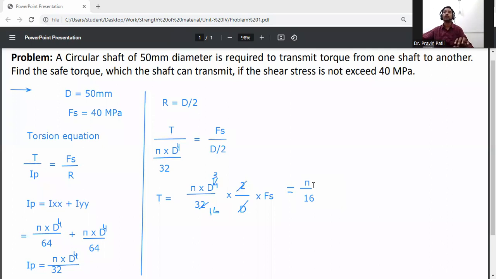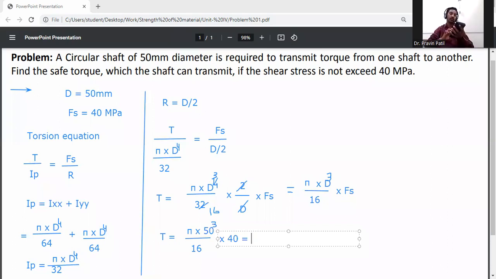Otherwise, you can write this as pi into d cube divided by 16 into Fs. This is the torsion equation. For a solid circular section, you can write this equation directly. So T is equal to pi into d cube, which is 50 cube, divided by 16 into Fs, which is given as 40 MPa.